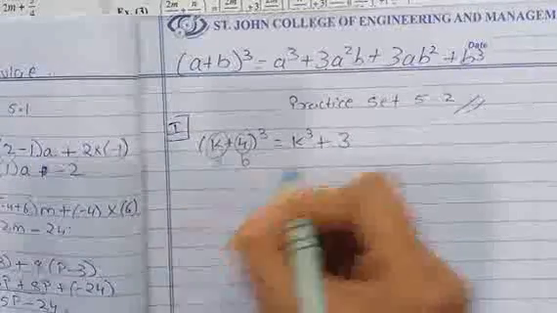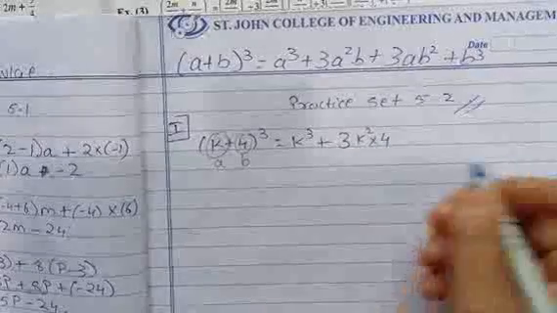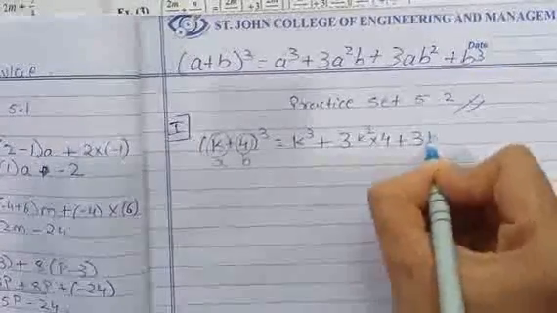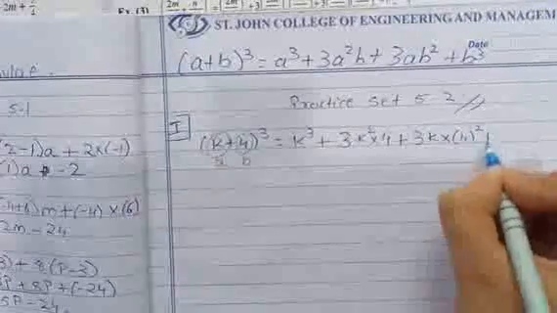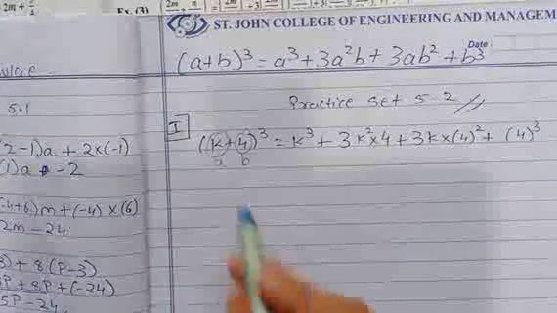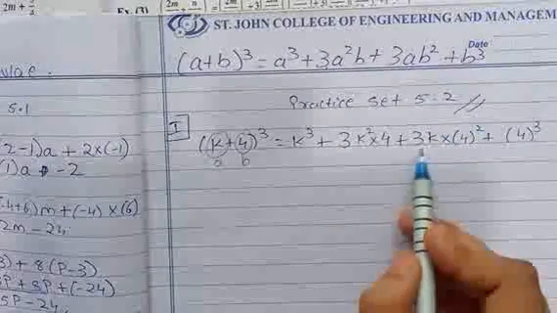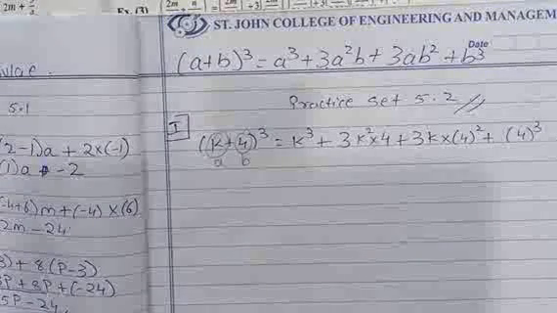So here k is my a. So k square b means 4, plus 3ab square, so 3k into b square, that is 4 square, plus b cube means 4 whole cube. What I have done is nothing but I have written it in the formula, the substitution method. So what I have to do now is further solve the sum.